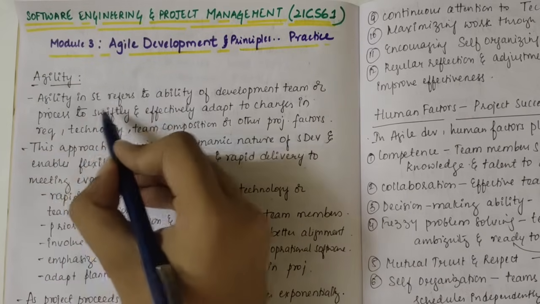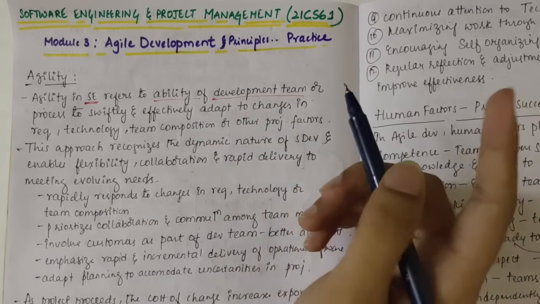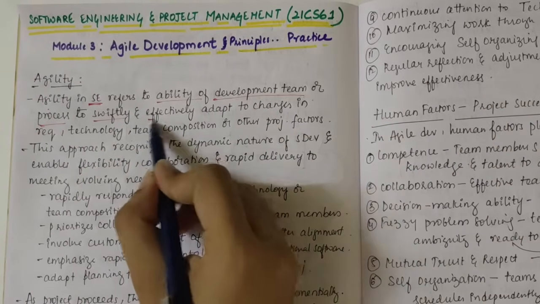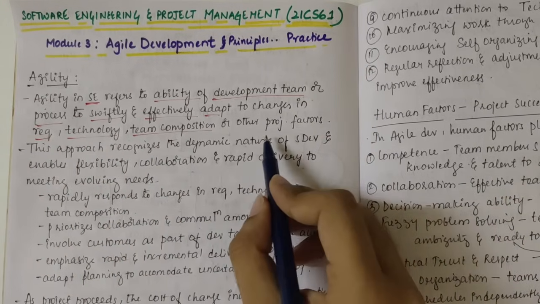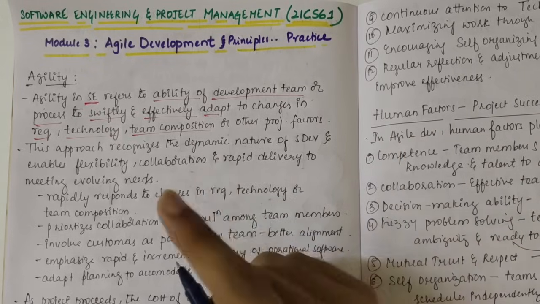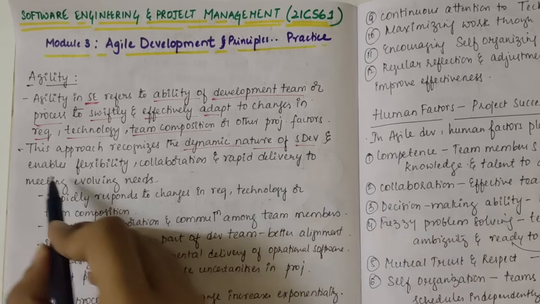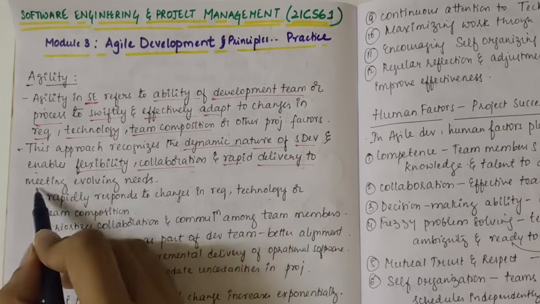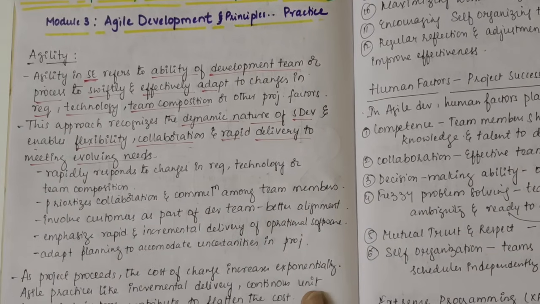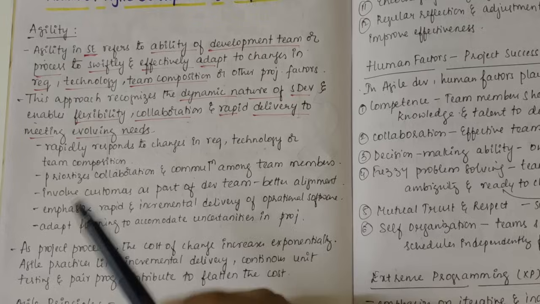So we can say that agility in SE, Software Engineering, refers to the ability of a development team or process to swiftly and effectively adapt to changes in the requirements, technology, team composition, or other project factors. How will this happen? This approach recognizes the dynamic nature of software development and enables flexibility, collaboration, and rapid delivery to meet the evolving needs. Compared to our traditional methods, agile development offers the upper hand. Okay, so we'll look into what the aspects are.